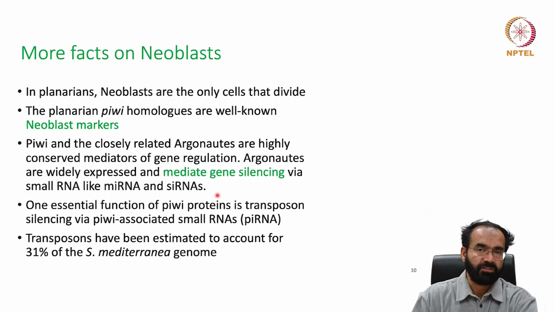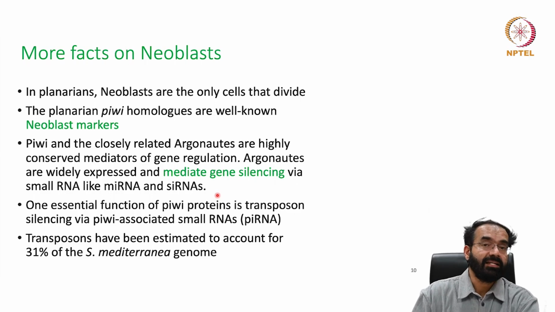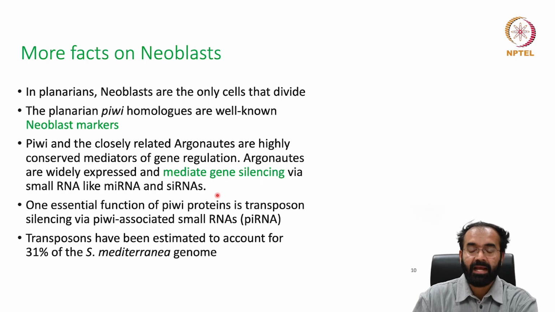This is something important. We should understand that some animals or some cells do not have an adequate amount of Argonaute, because they do not want any gene silencing occurring in those cells. Whereas other animals rely a lot on siRNA and miRNA mediated gene regulation. So this example of PIWI and Argonaute indicates that they are widely expressed in planarian neoblasts. One essential function of PIWI proteins is transposon silencing via PIWI-associated small RNAs, also known as piRNAs.